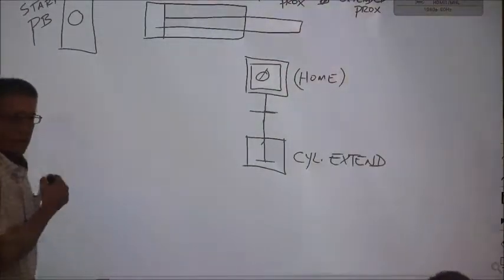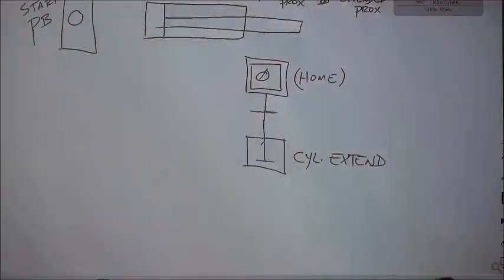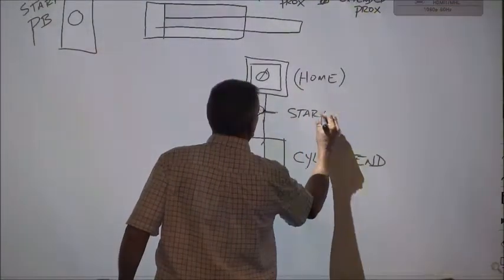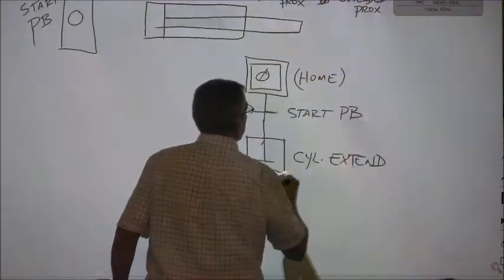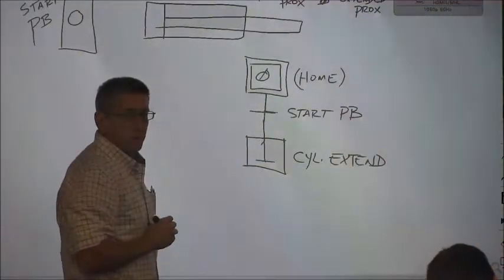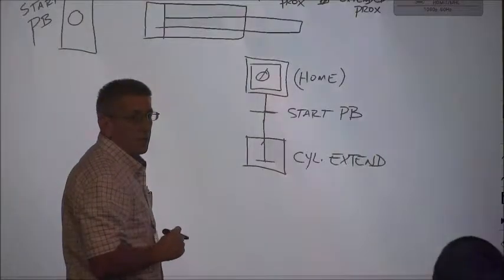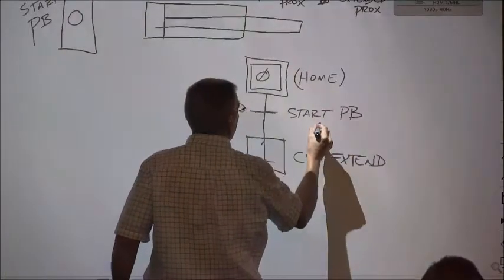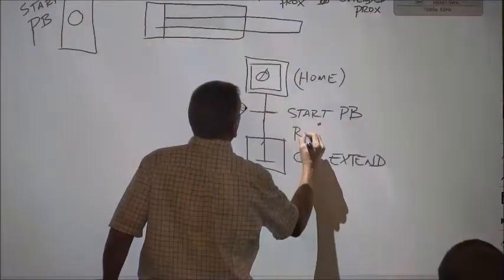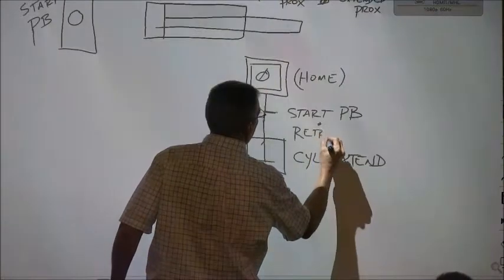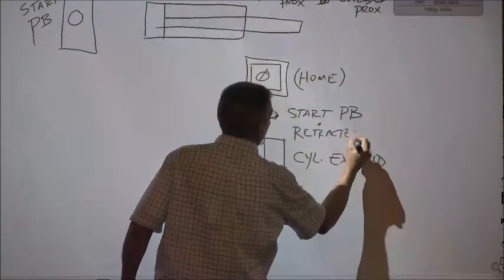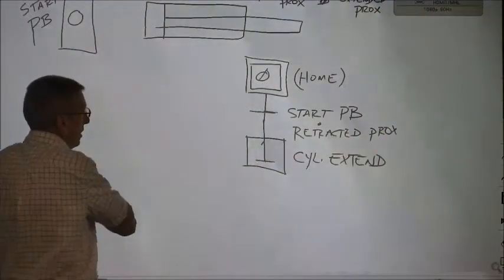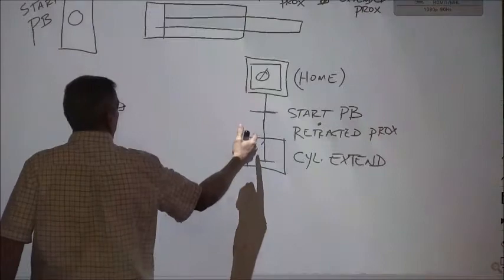What's going to be the first transition? Start push button. And there's one more condition. Yeah, it has to know that it's retracted. The and side, retracted procs. Transition one, action one.